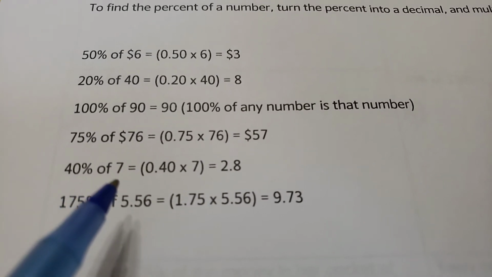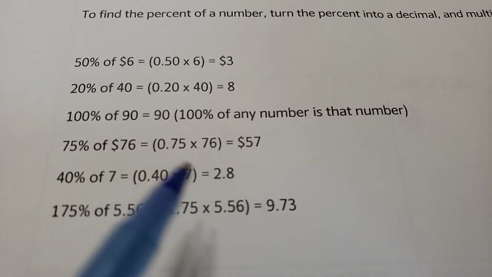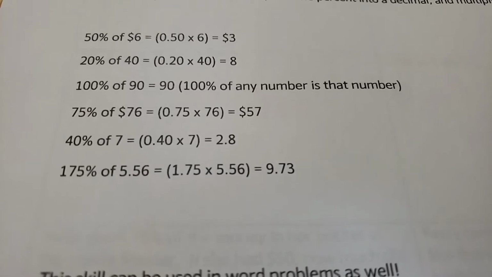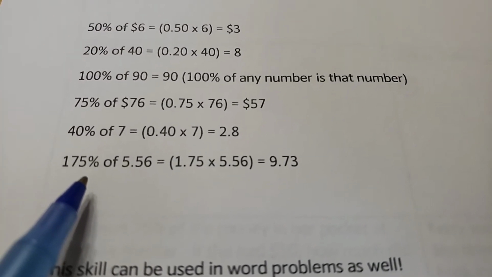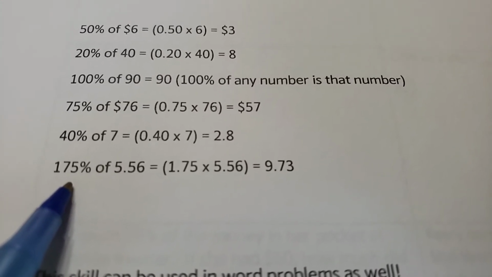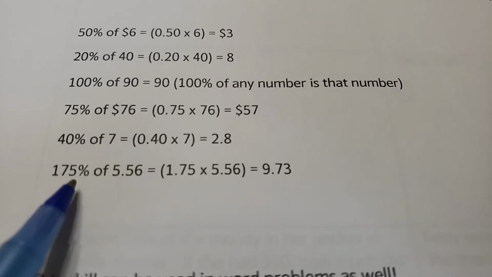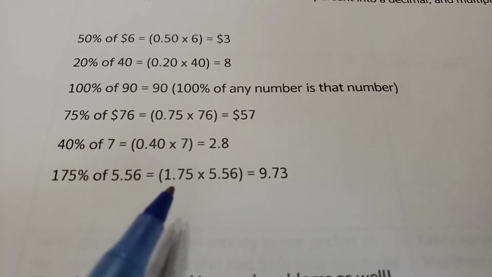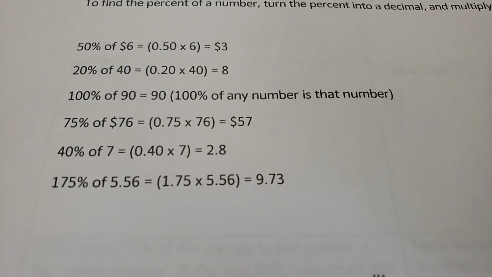40% of 7, just make that 40% a decimal number, 0.40 times 7, and you get 2.8. And sometimes you want more than a full amount of something, like 100% is always a full amount. Well, you can have 175% of something, more than a full amount. So if I wanted 175% of 5.56, I still would pretend there's a decimal on the end, slide it 2 places to the left, and it's 1.75 times 5.56. You get 9.73 there.